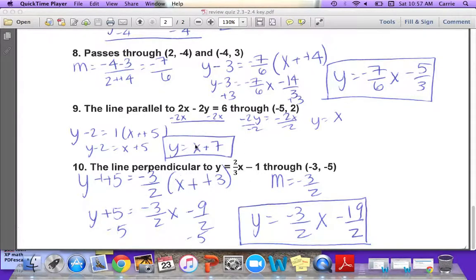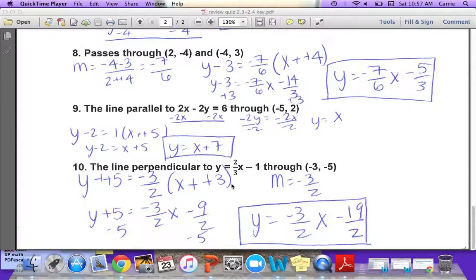And then 9 and 10, we have parallel and perpendicular lines. Again, you're still using point-slope form. For this one, you have to solve it out for y first to figure out your slope, which is 1. So we plug that into our equation. Remember, parallel lines have the same slope.